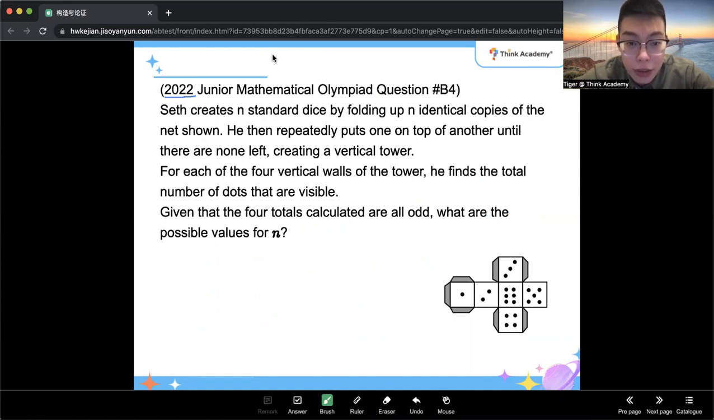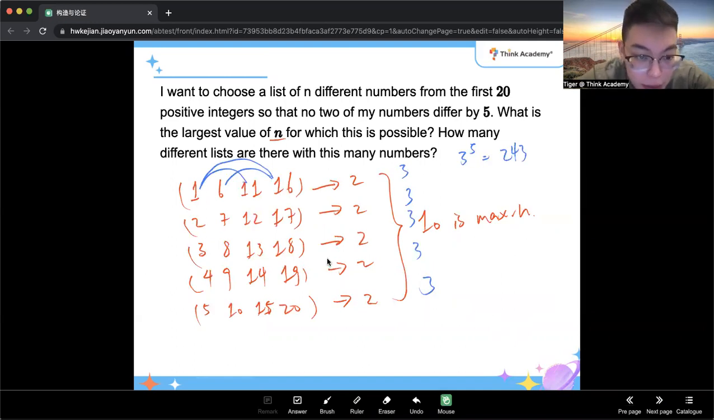How can we have 5 different choices? Did I miss anything there? 111, 116, 6, 16, 11, 1, which is 111, and then, yeah, that's it. 3 for each of them.